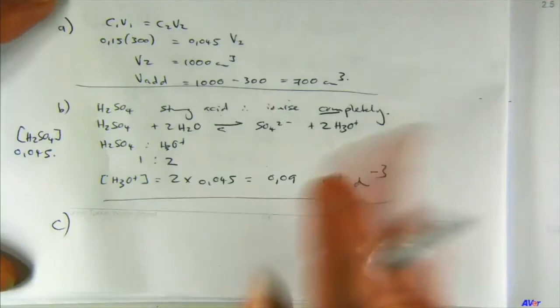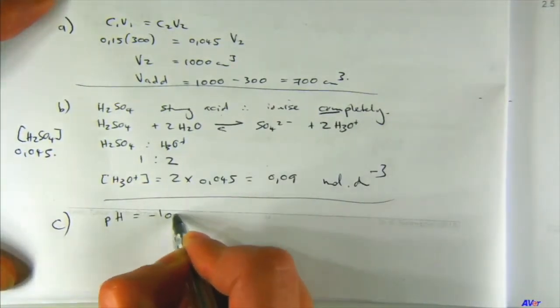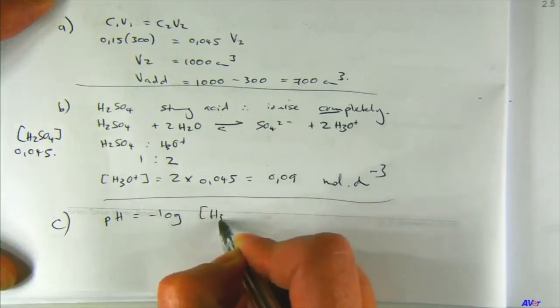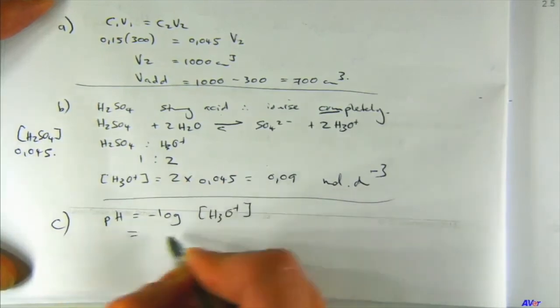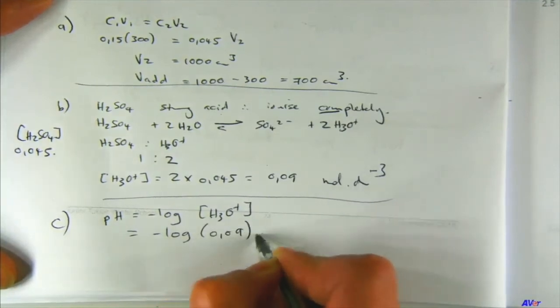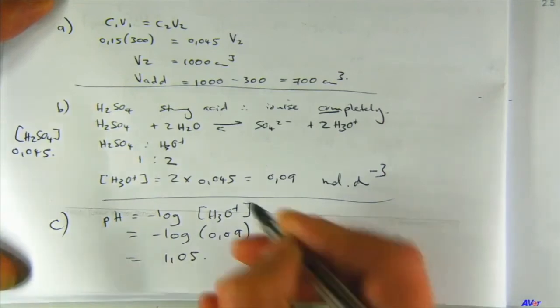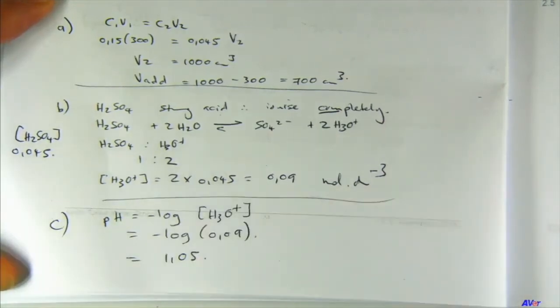And then the very last one is easy. They're asking pH, it's just putting it into the equation. And if you have negative the log of 0.09, then you end up with 1.05. Is that what you would have expected?